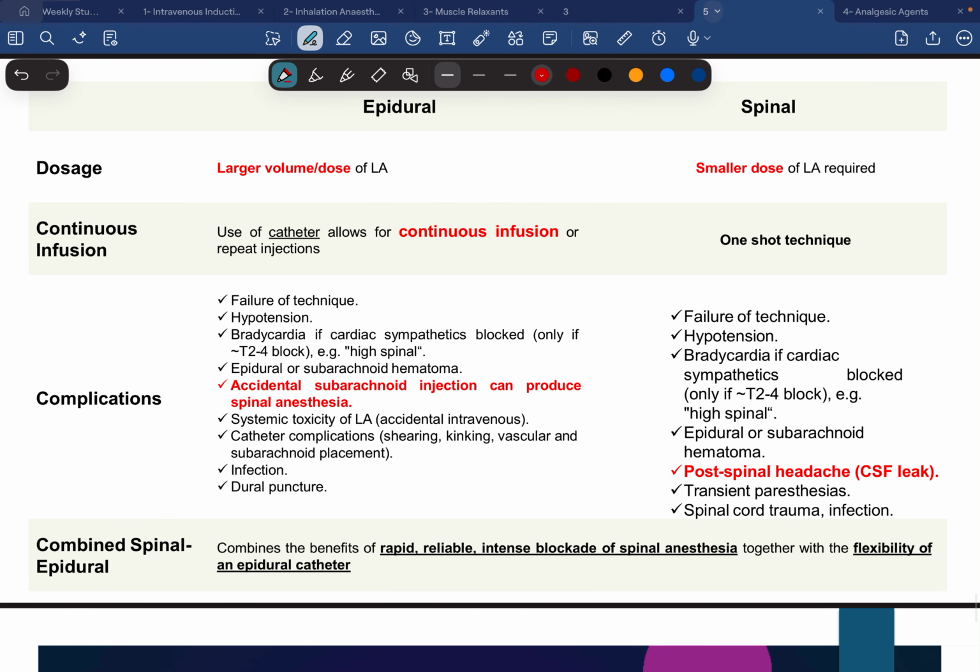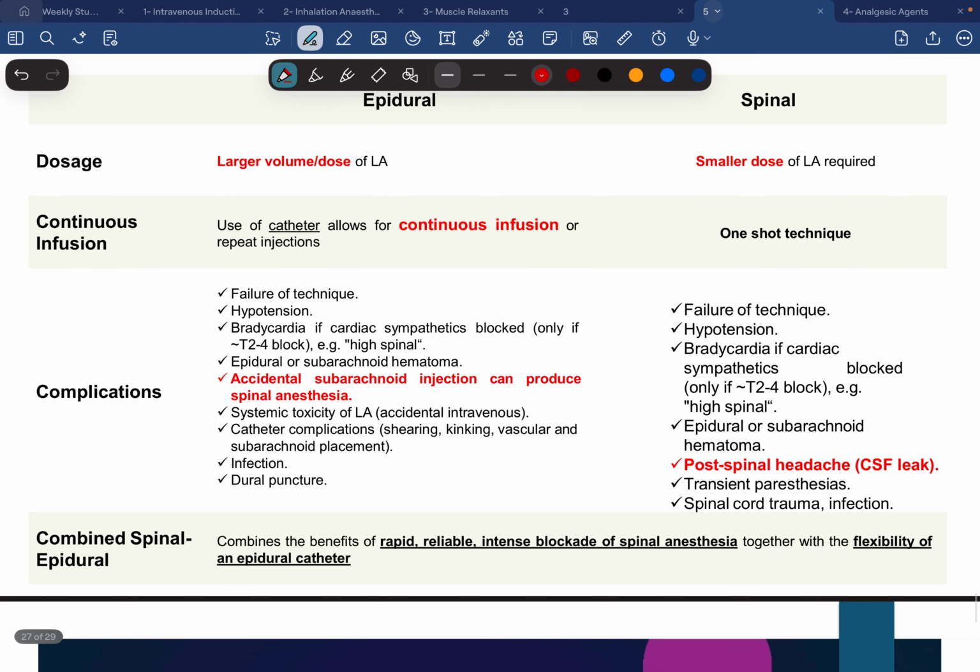Continuous infusion only with epidurals. Complications of epidural: failure of the technique, hypotension, bradycardia. Bradycardia only if there is some block of the cardiac sympathetic accelerators, which is T1 to T4. Epidural or subarachnoid hematoma, if you hit a vessel or if there is a bleeding tendency in your patient.